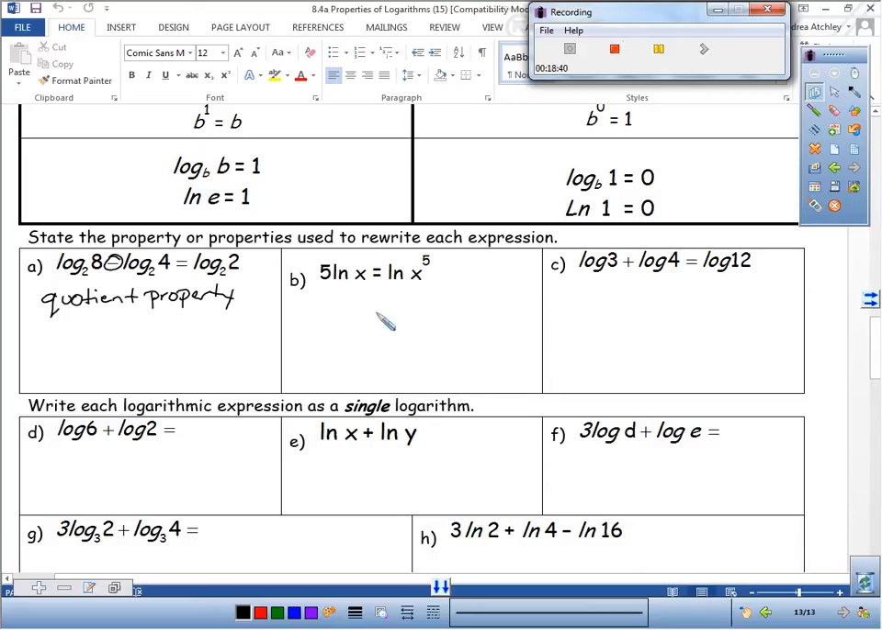Okay, the next one. Rebecca, what property am I using here? Am I multiplying things here and then adding and subtracting them over here? The power. So I've just taken this multiplication and I made it the power.